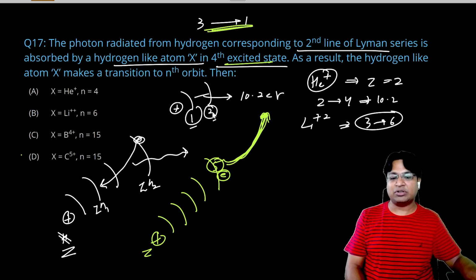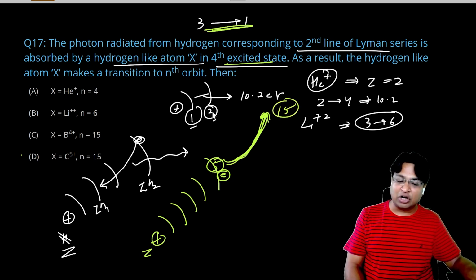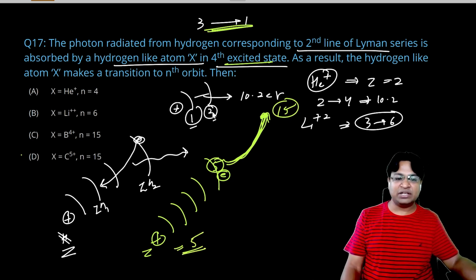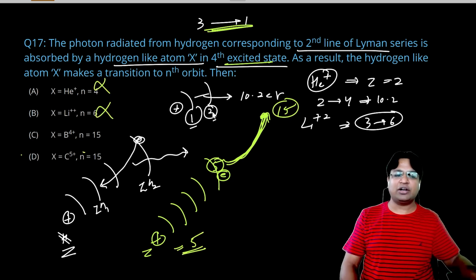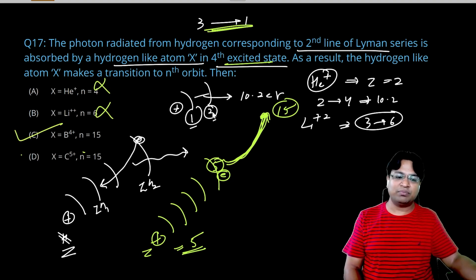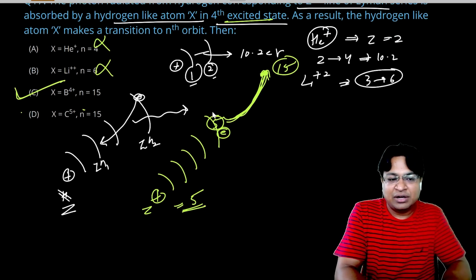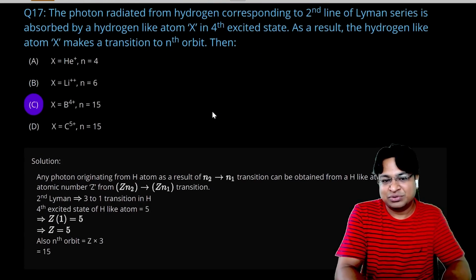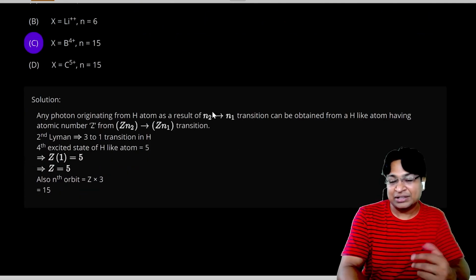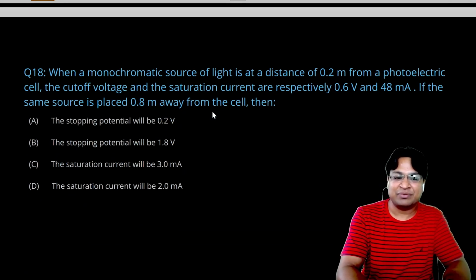So that other orbit needs to be 15, and the atomic number of this needs to be 5. Okay, so n is 15, so this is ruled out, this is ruled out, and the atomic number needs to be 5, so boron plus 4 is the right answer. So this is how you could have done this question, students. Other than this, the question was really difficult.